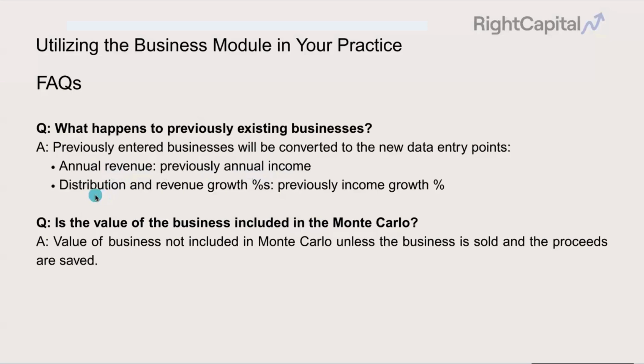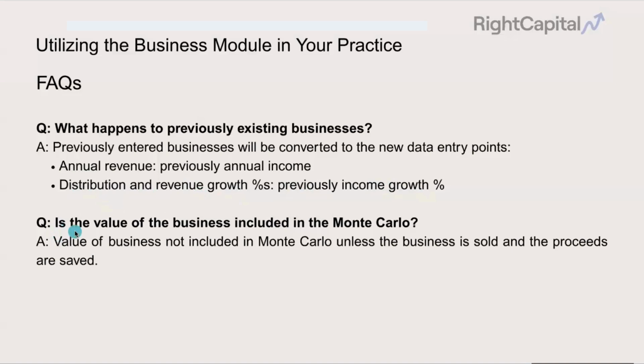And then the other data entry, the previous income growth percentage, is now going to be moved to distribution and revenue growth percentages. So those income growth percentages, we've broken them out into distribution percentage and revenue growth percentage, as well as that expense growth percentage. So just pay attention to the income growth and make sure we're now separating out income and expenses.